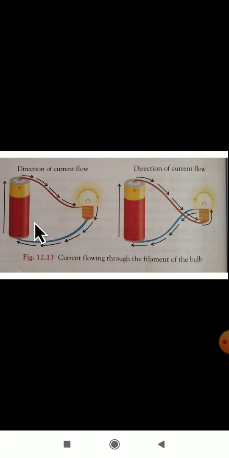You can see the direction of current flow: from the positive it comes here, and goes to the negative. The direction of flow of current is like this. See how you have to do it: the positive terminal of the battery you should connect to the holder part, and the negative terminal you have to connect to the base terminal. Then only the bulb will glow.